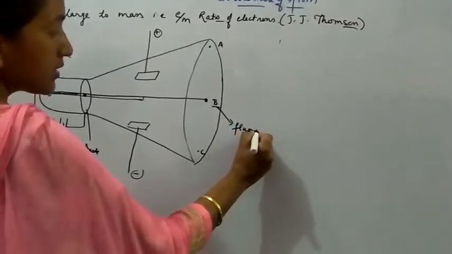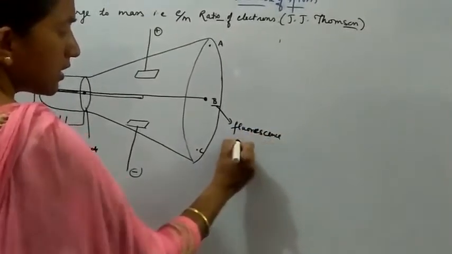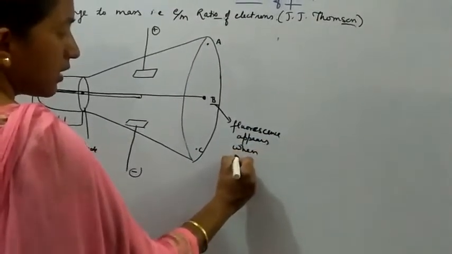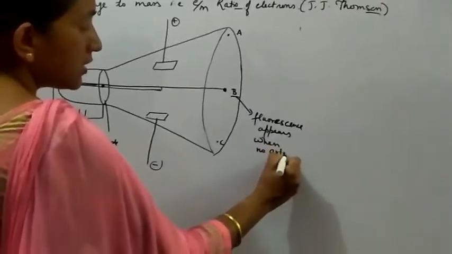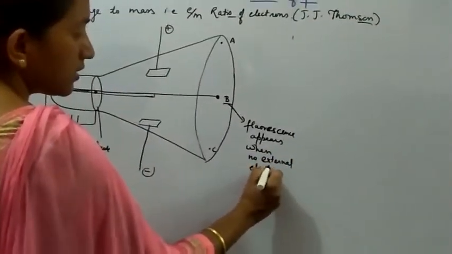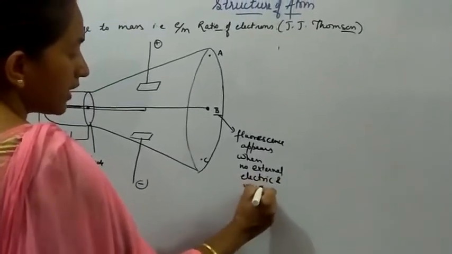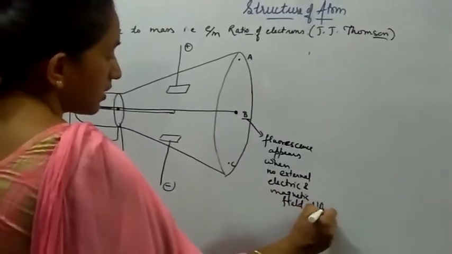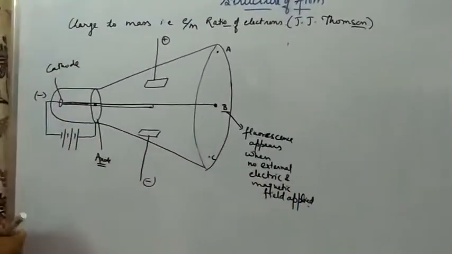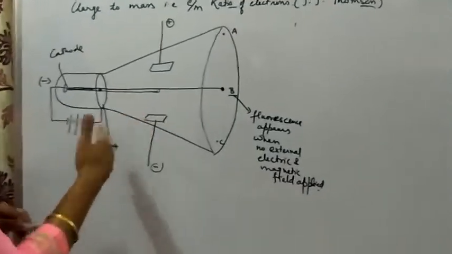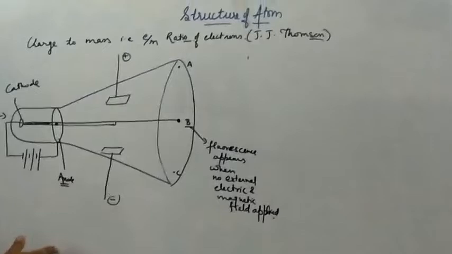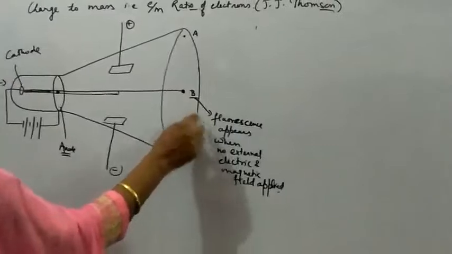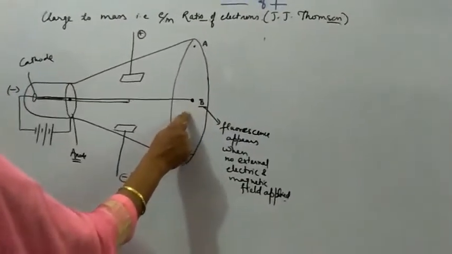So the point B is where fluorescence appears when no external electric and magnetic field is applied, right? When there is an absence of the external electric field and the magnetic field, the cathode ray will directly strike at the point B, and there the fluorescence, or a bright glow, will be observed, right?